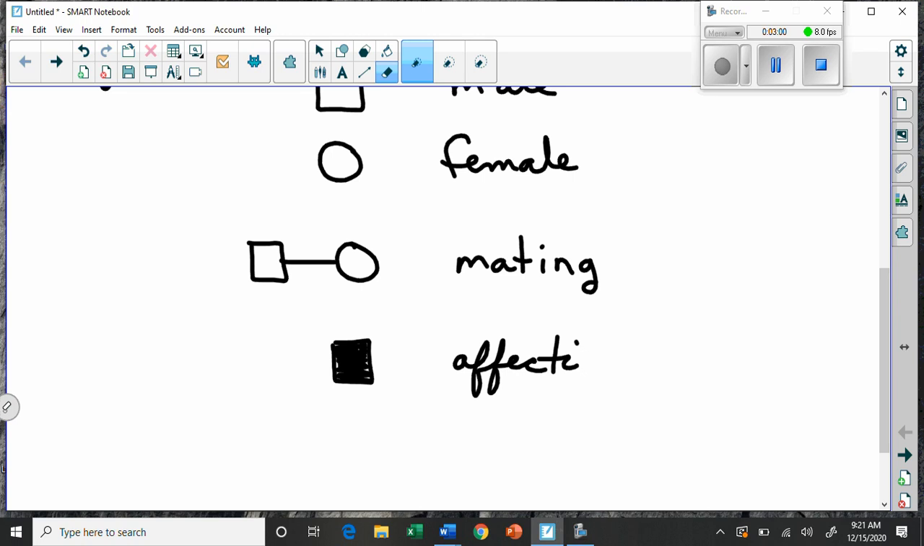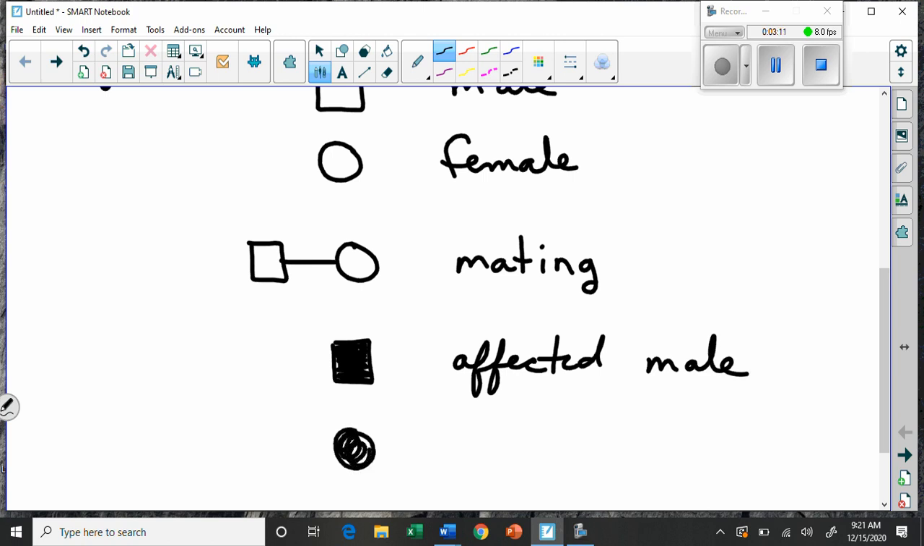It doesn't have to be a disease, it could be any trait, but these are the ones that would have the trait. So that's an affected male, right? And then the colored in female would be the same thing, an affected female.